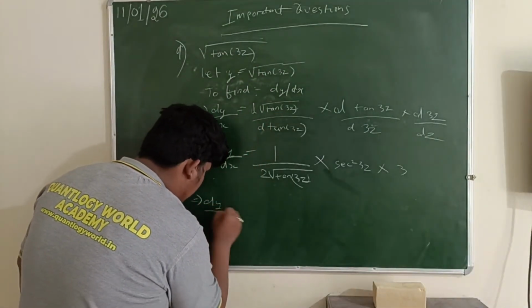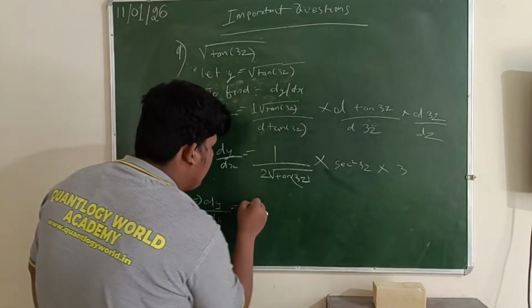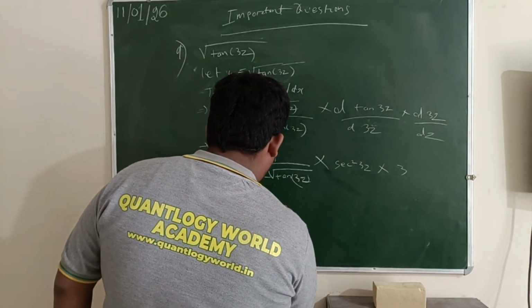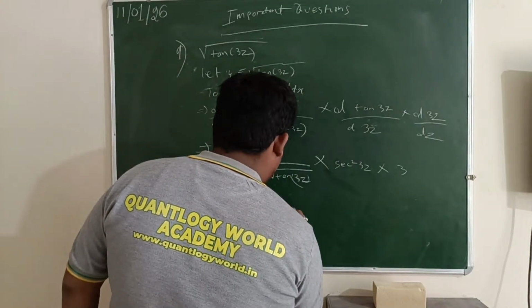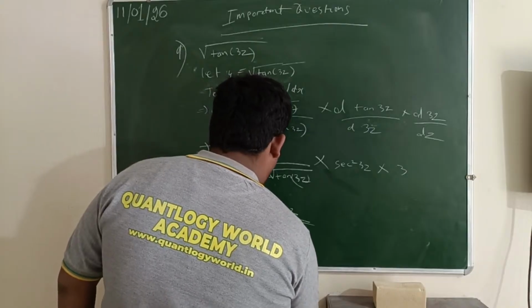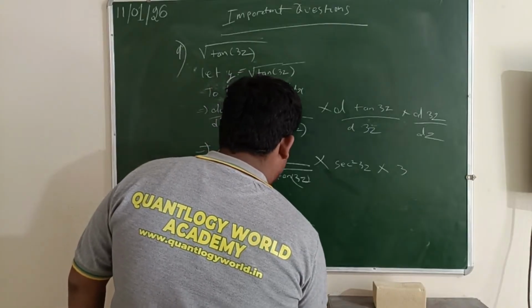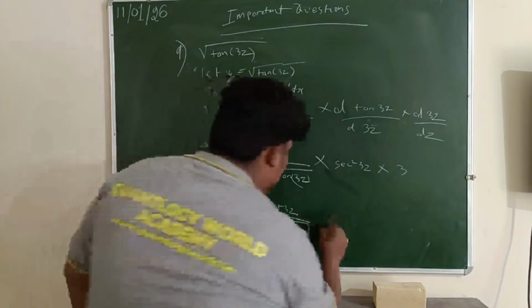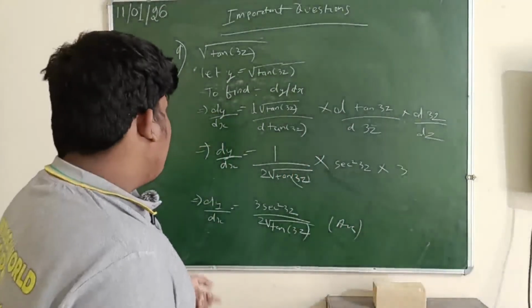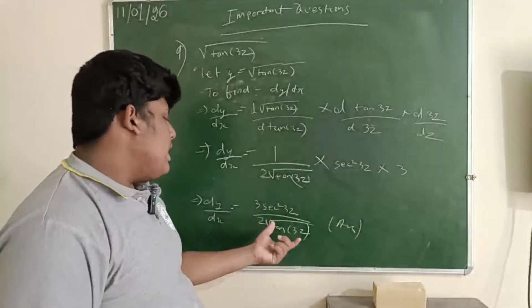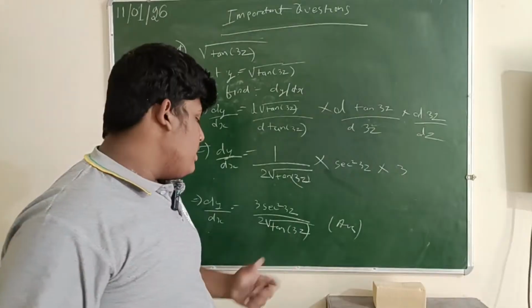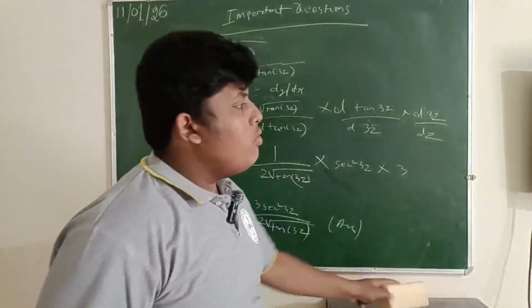So our final step, dy by dx equals 3 sec square 3z by 2 root of tan 3z. So here we got our final answer. The final answer we got is 3 sec square 3z by 2 root of tan 3z. So we will move to the next question.